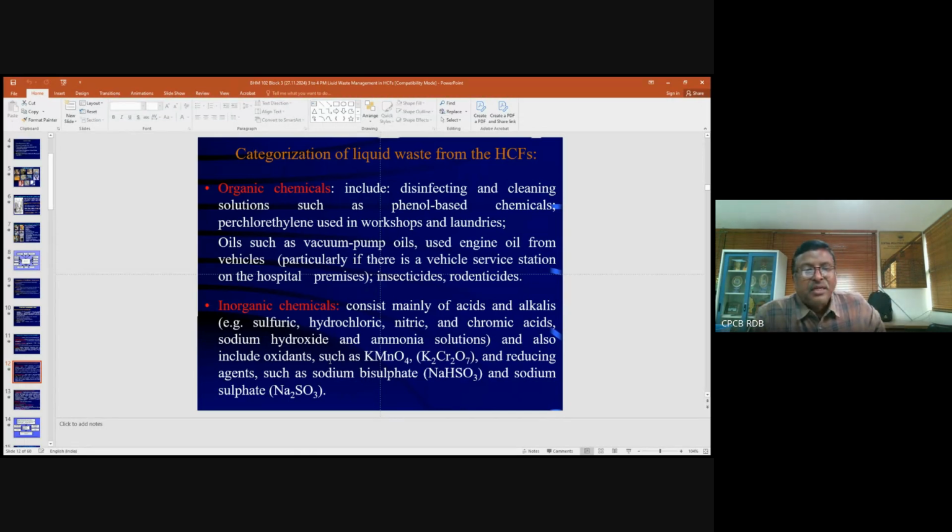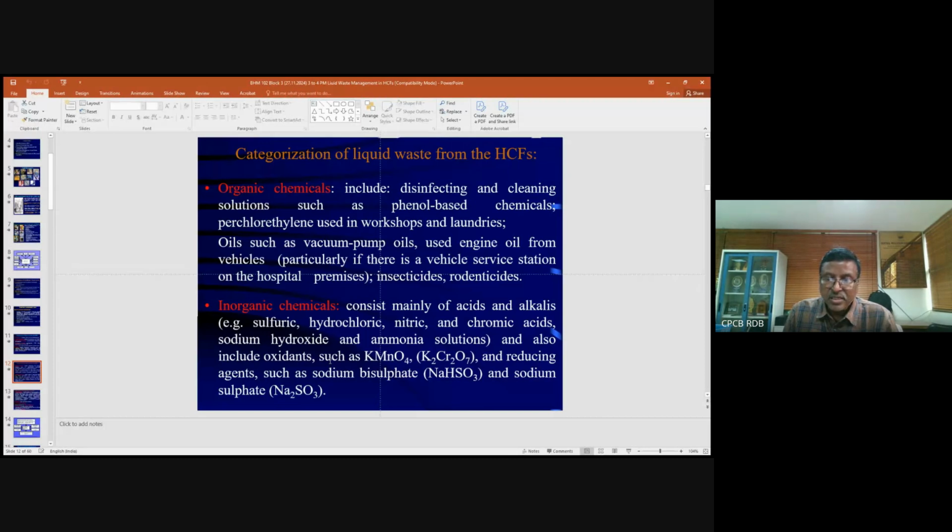And what types can you categorize the liquid waste from healthcare facilities into? We can categorize it into two types: one is organic chemicals, and the other is inorganic chemicals. Organic chemicals include disinfecting and cleaning solutions such as phenol-based chemicals, perchloroethylene used in workshops and laundries, oils such as vacuum pump oils, used engine oil from vehicles, and insecticides and rodenticides, which you can generally expect in the liquid waste generated from hospitals.